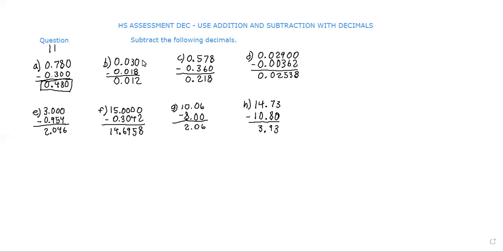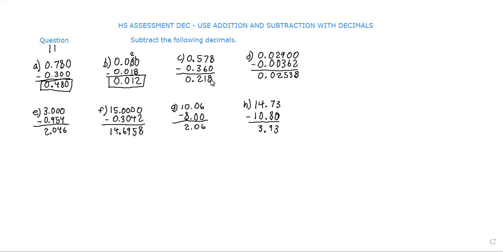Now let's do B. Remember, we're doing column by column. The same place values are what we're subtracting here. So 0 minus 8, we cannot do that. We have to borrow one from the place value to the left. So the place value to the left is 3. We're going to borrow 1, so that's going to become 2. We're going to put the 1 there. Now we can do this. 10 minus 8 is 2, and 2 minus 1 is 1. 0 minus 0 is 0, and 0 minus 0 is 0. So the answer will be 0.012.